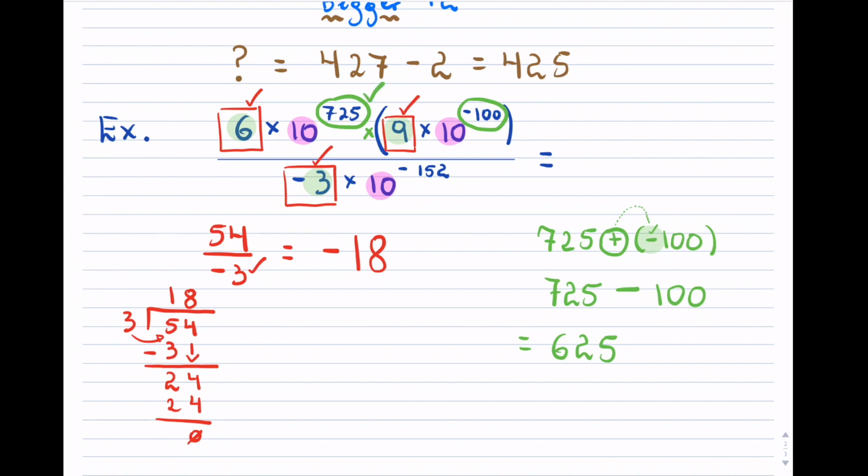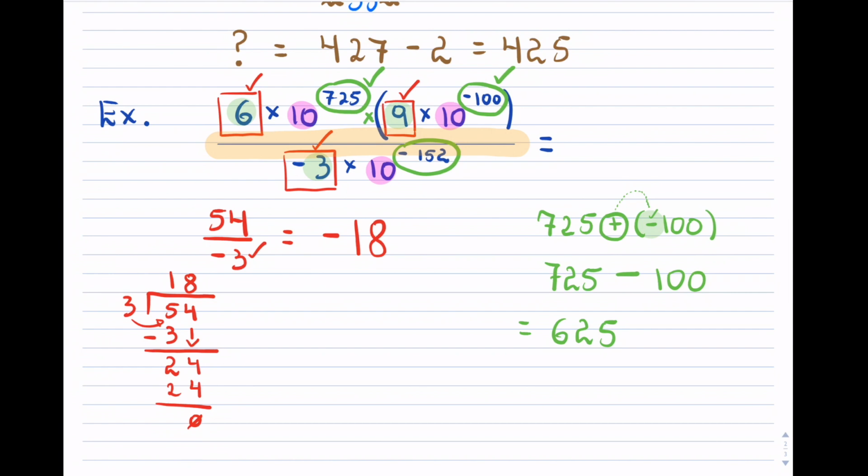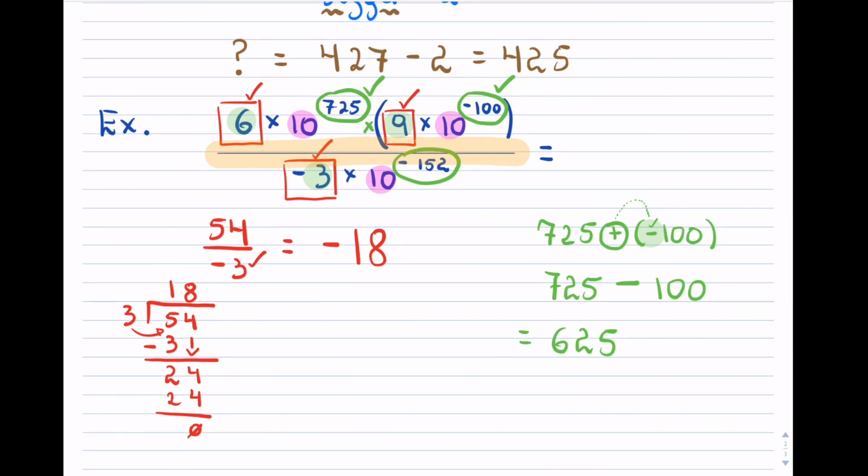Great. So that takes care of these two. Now what I have is this -152. But here we're dividing. We have this fractional division right here. And that fractional division is going to tell us that we're going to have to subtract. So we have 625 minus, because of the division, but we're subtracting a negative number. So now, again, if I look at the two signs side by side, that actually turns into addition.